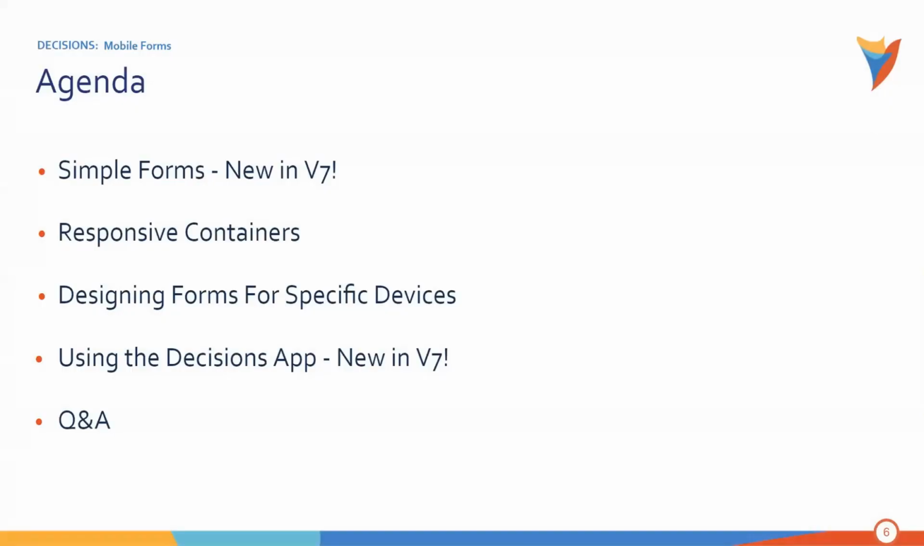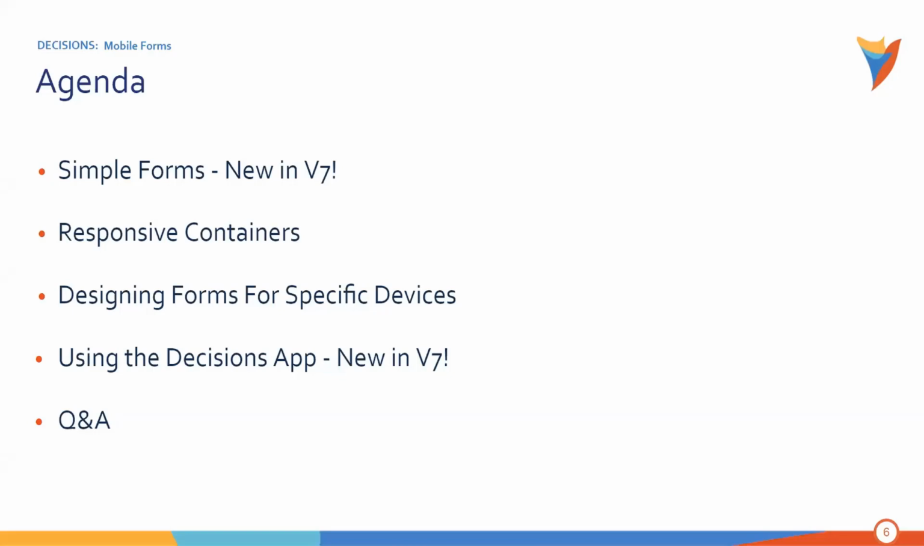So on our agenda today, we're going to look at a couple of items. First off is a new feature that's available in version 7 called Simple Forms. This is a new way that we've helped try to accelerate the design of forms within Decisions. Jessica is going to cover responsive containers and talk a little bit about how you can use different container types in different applications, and then go on to actually designing forms for specific devices. This is an area where we'll get into building forms for things like mobile phones like iPhones or Android devices, or maybe you're targeting a particular tablet type of device and you want to have a specific form type for those.